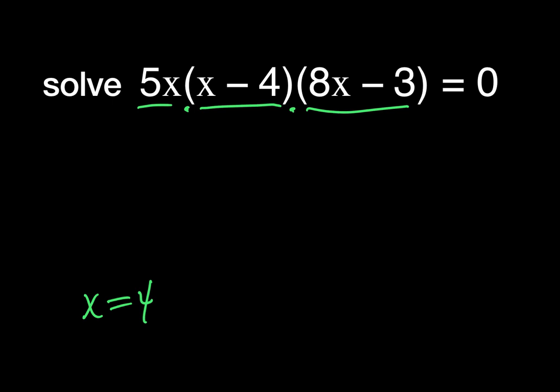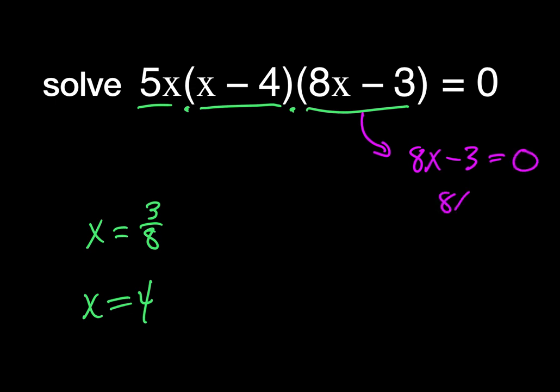What's another answer? Yep. 3/8. How do you know? Because in the second one, if you put 8x minus 3 equals 0. The third one? Yeah. Sorry, the third one, yeah. You add 3 and divide by 8.